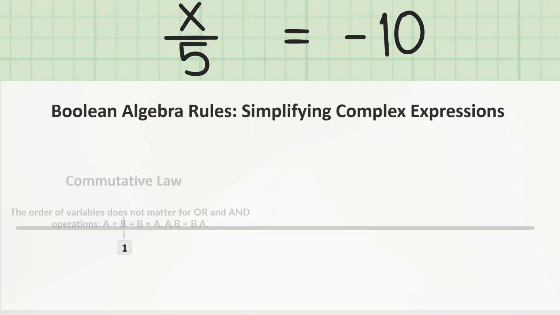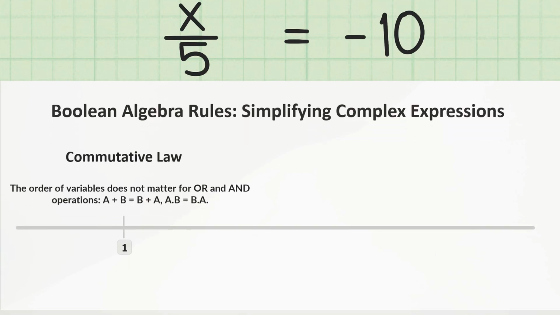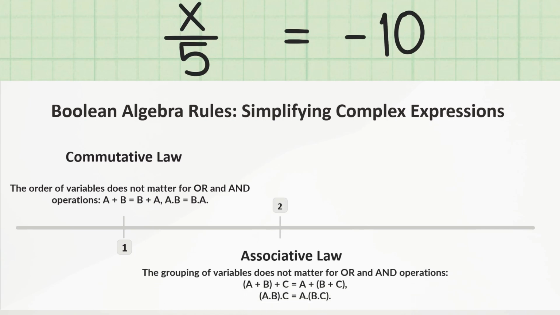The commutative law states that the order of the variables does not affect the result of the operations for both AND and OR. The associative law states that the grouping of variables does not affect the result of the operations. This means that how you group the variables when performing the same operation, either OR or AND, does not matter.